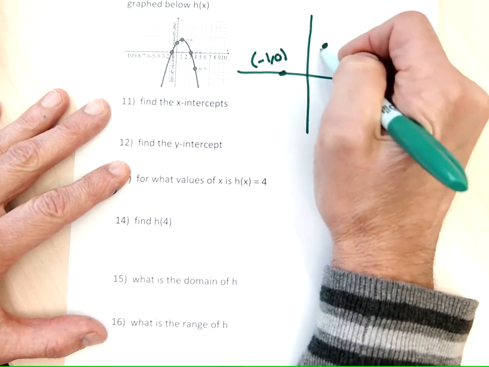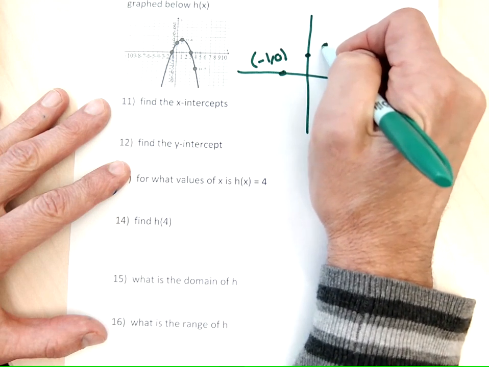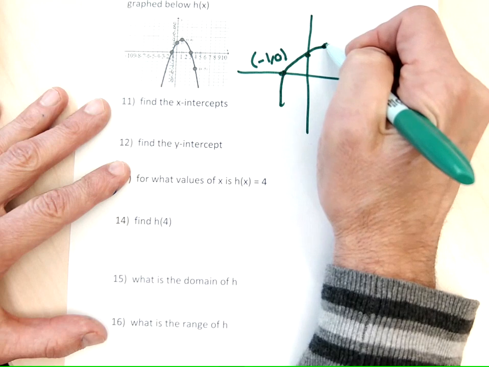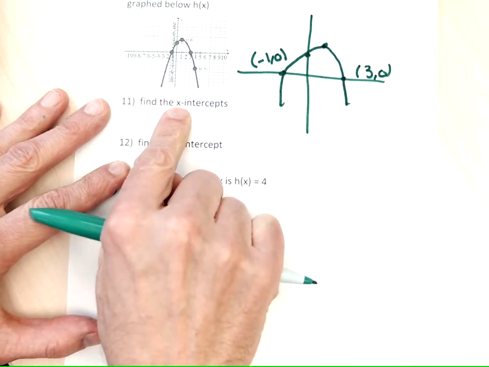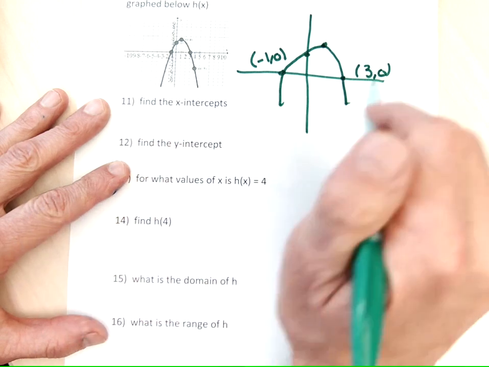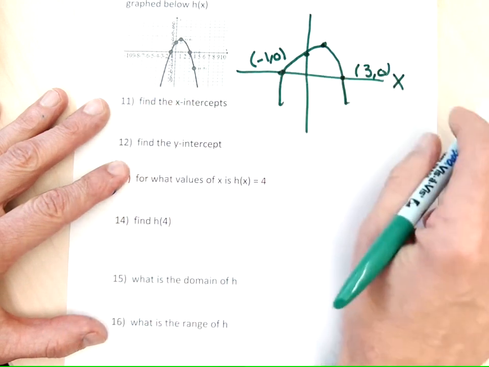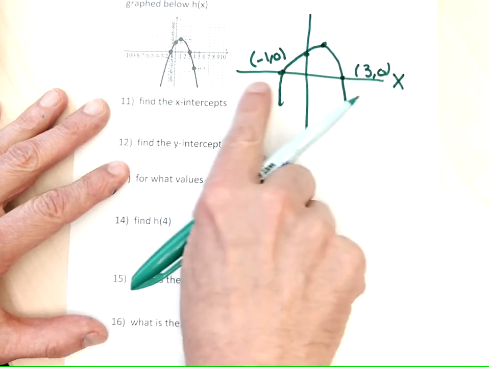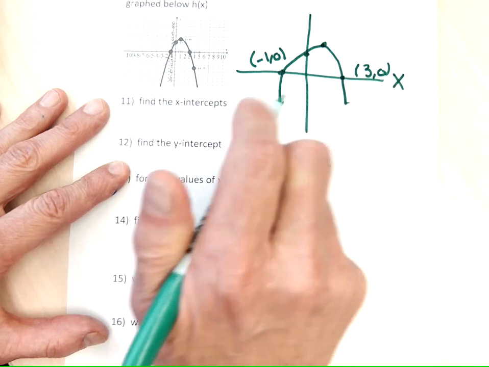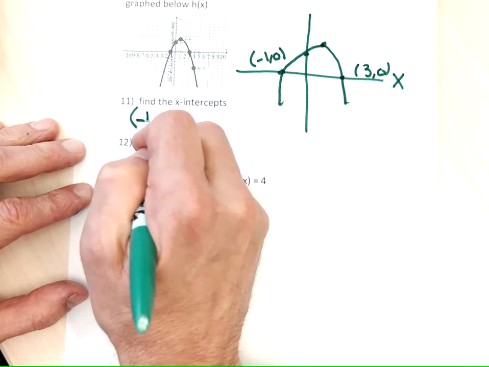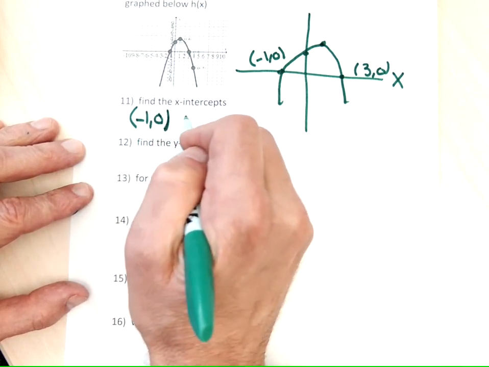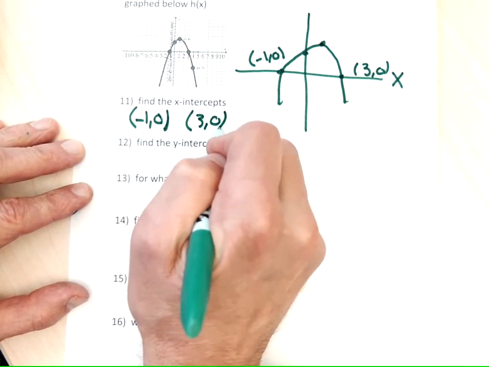So this graph is a parabola. It doesn't look exactly like this, but it looks something like this. For question 11, I'm asked to find the x-intercepts. X-intercepts are points on the x-axis, so I only labeled the x-intercepts here. Here's the x-axis. Any point on the x-axis, the point -1, 0, and the point 3, 0, are the x-intercepts. Those are the points I would need for number 11.